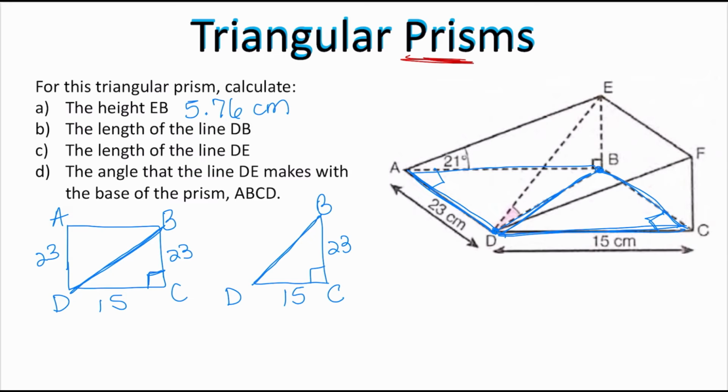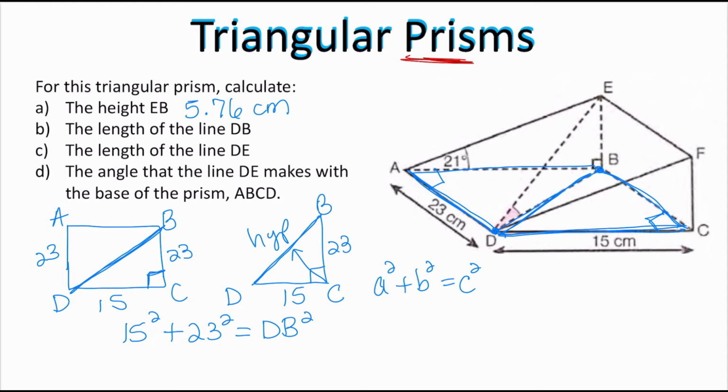This is a right triangle, and we've been doing this in all of these videos that deal with using trigonometry to solve problems that are three-dimensional figures. So we're going to go ahead and set up the problem by doing the Pythagorean Theorem. 15 squared plus 23 squared is equal to DB squared. Remember, the hypotenuse is always the one across from the 90-degree angle. And in the Pythagorean Theorem, a squared plus b squared is equal to c squared. This c is always the hypotenuse.